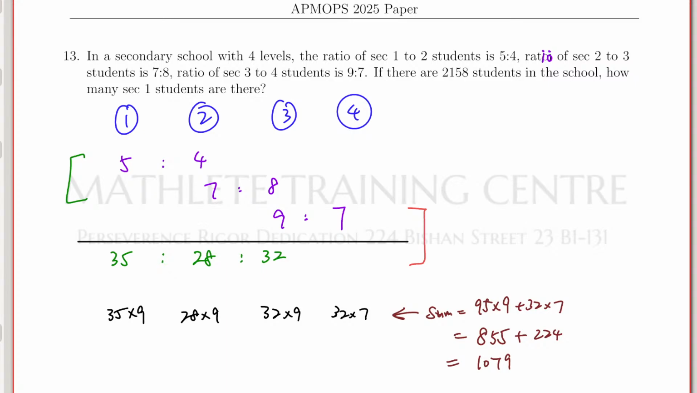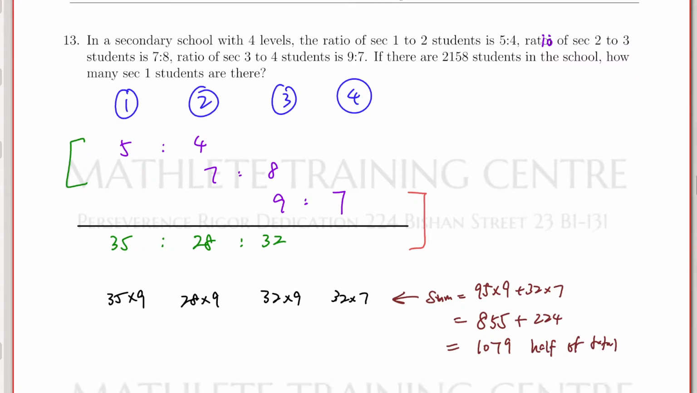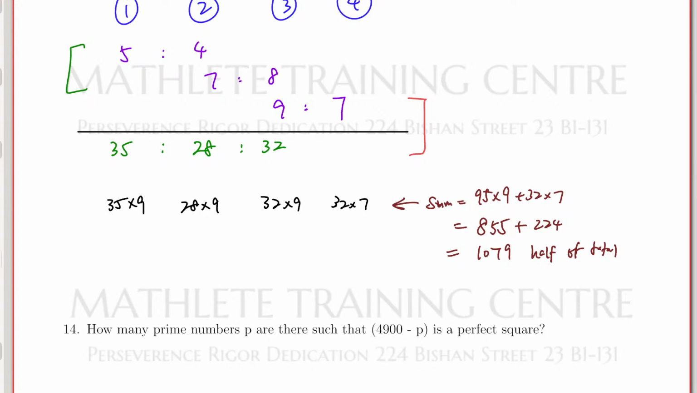So if you want the actual total to be 2158, what do you need to do? Since 1079 is half of the total, you need to multiply each one of these by 2 to get the final numbers. Actually, you only need to care about the very first one, which is 35 times 9 times 2. That's 70 times 9, which is 630. That's it. The number of secondary 1 students is 630.